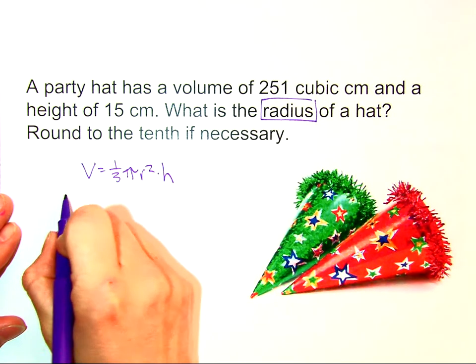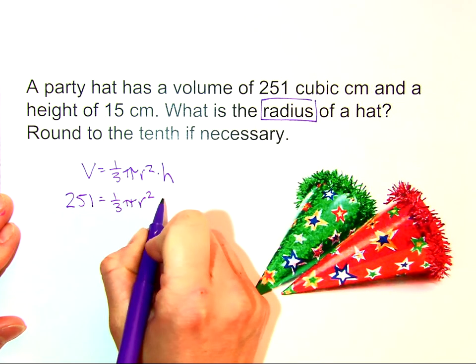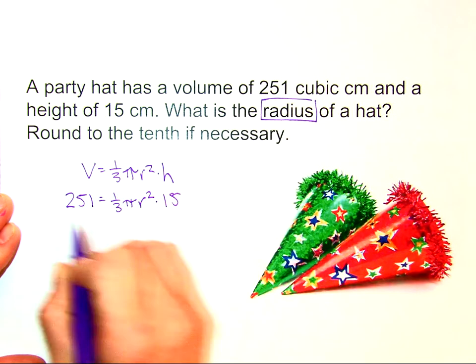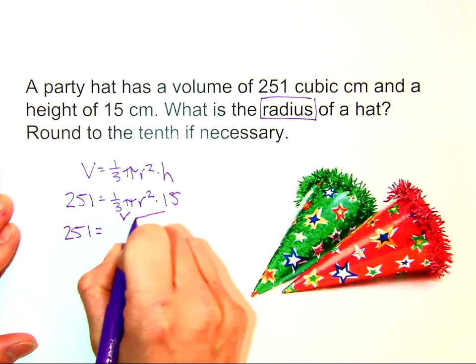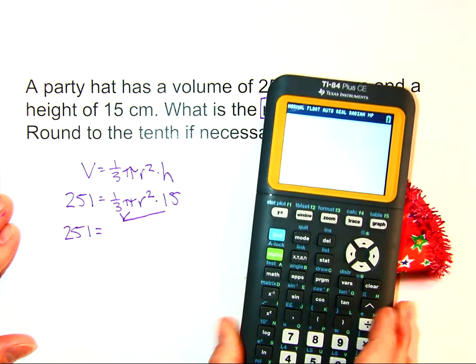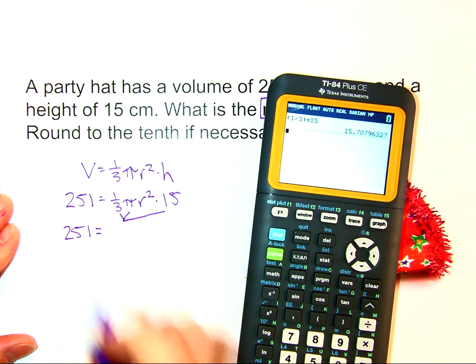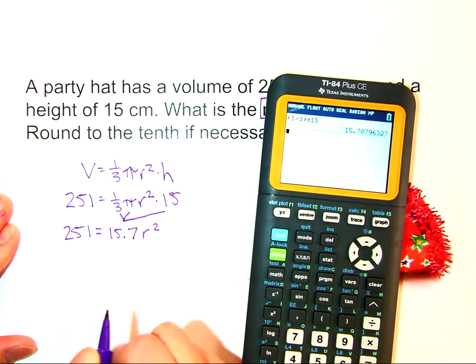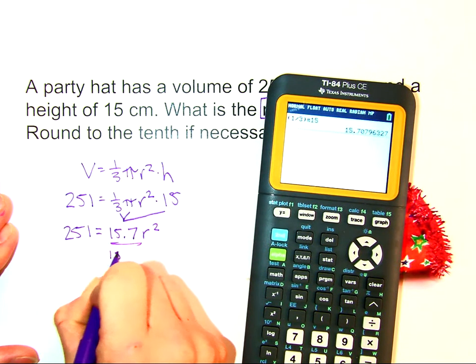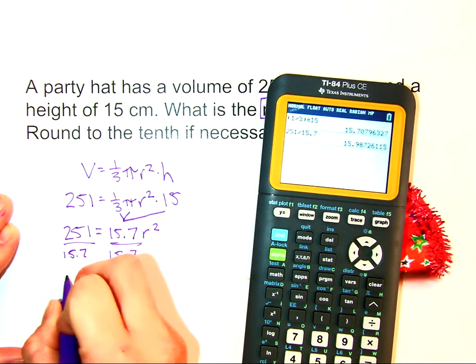So filling in what we know, the volume's 251. Radius is what we're solving for this time, and I know the height is 15. So again, I'm going to combine 1/3 pi and 15. They're all being multiplied, so I can combine that to just be one number. So 1/3 times pi times 15 gives me 15.7 r squared, right? My variable is squared because we're finding radius. So we still want to divide by that number we found, 15.7, which gives me approximately 16.